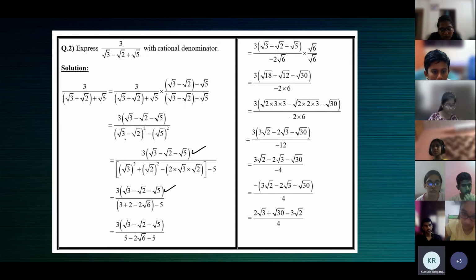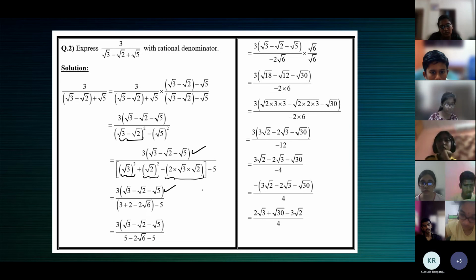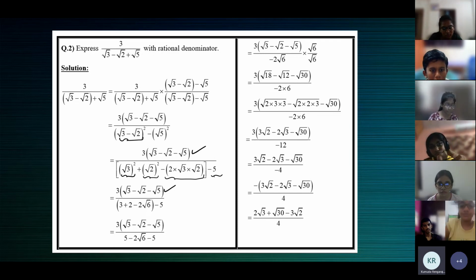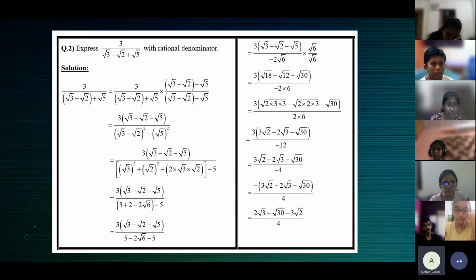Now look at the denominator. This one is like A minus B the whole square. So you can see here A square plus B square minus 2AB. And then this minus root 5 the whole square is minus 5, because root 5 into root 5 is 5. This is now A minus B the whole square: A square plus B square minus 2AB, and then minus 5.